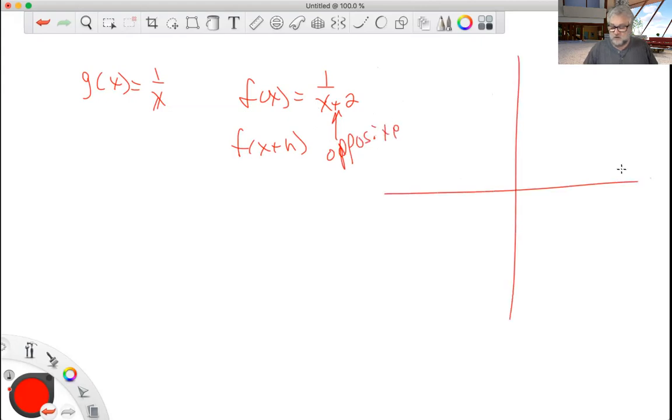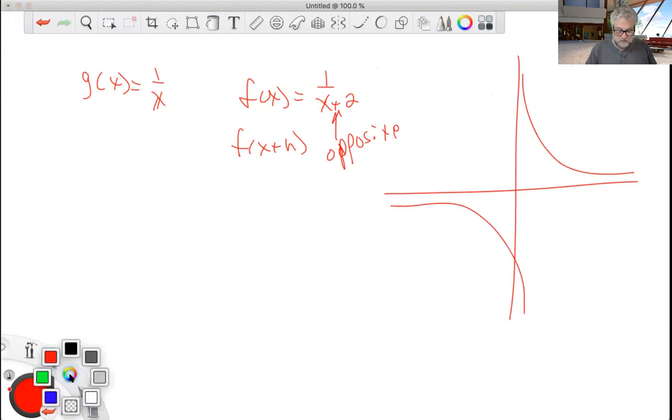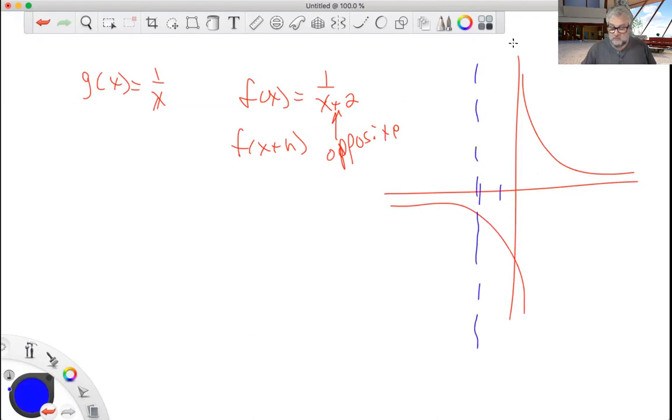So instead of a graph that looks like this and that, which is what 1 over x is, which was one of the 4 functions you need to be able to identify, it looks like it's shifted 2 units in the negative direction. So here's my vertical asymptote instead of being at 0. And there's no vertical translation, so no vertical shift. So f of x is this blue curve. It was shifted 2 units in the negative direction. Okay?